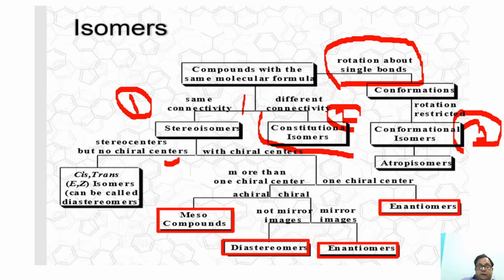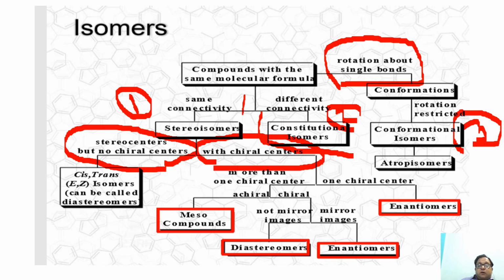Stereoisomers can exist with no chiral center and with chiral centers. The molecules that exist with chiral centers may be enantiomers, diastereomers, or meso compounds. But the molecules that have no chiral center generally exist as diastereomers, and these compounds are mainly considered as cis, trans, or E/Z isomers.